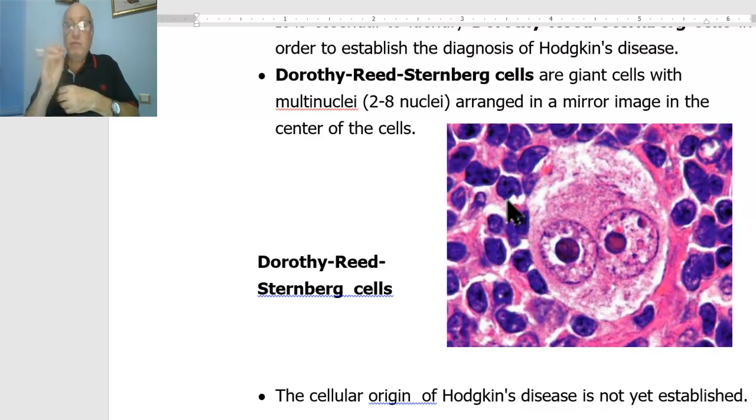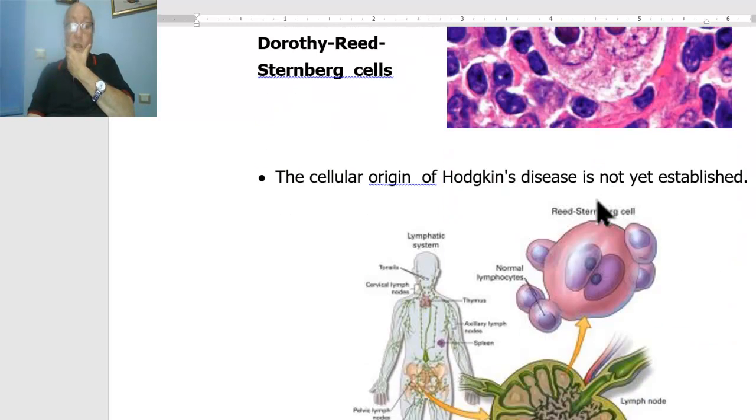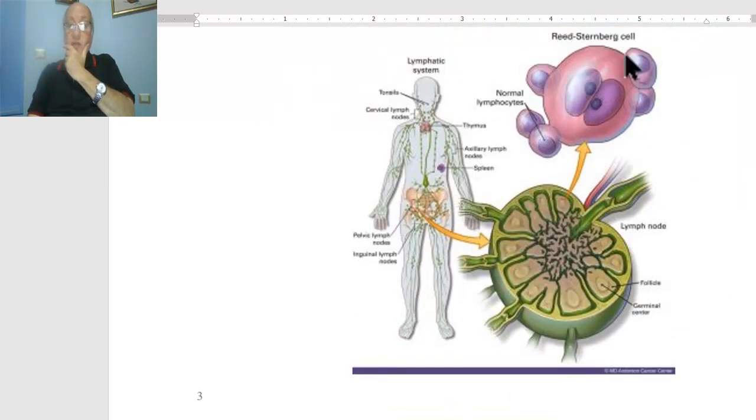If you take lymph node biopsy and you find lymphocytic predominance, this is best prognosis. This is another feature for Reed-Sternberg cells, surrounded by normal lymphocytes.